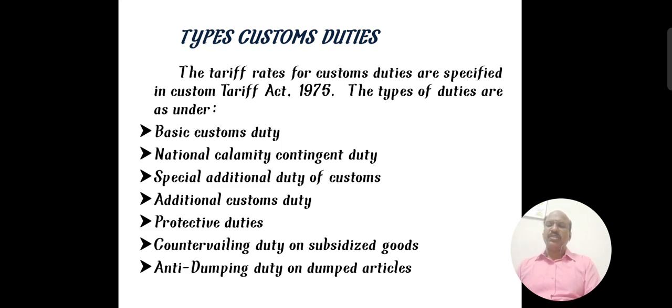Next one, anti-dumping duty on dumped articles. Foreign goods or some other goods may be dumped in order to raise prices in the future, so the government has to levy more duty on those goods. So these are the various modes in which the customs duty is levied.